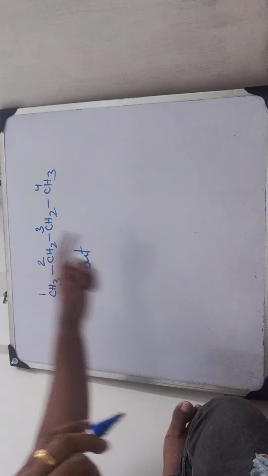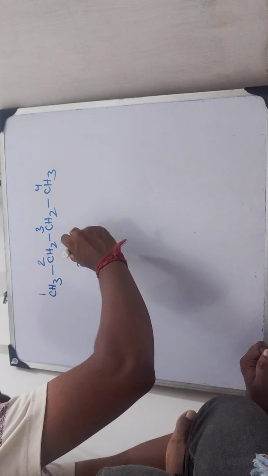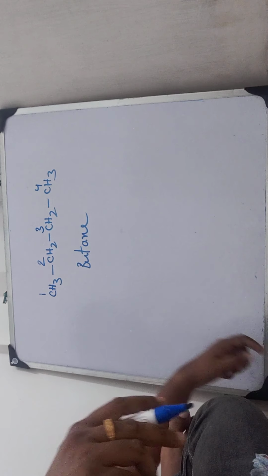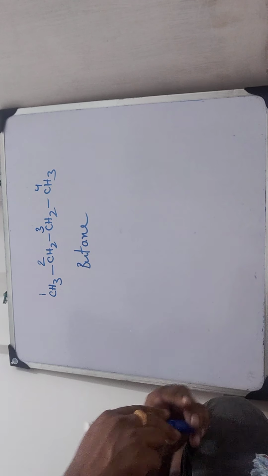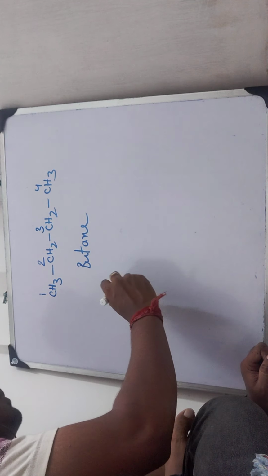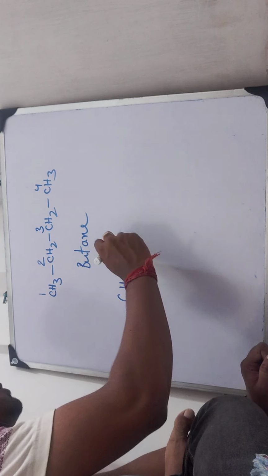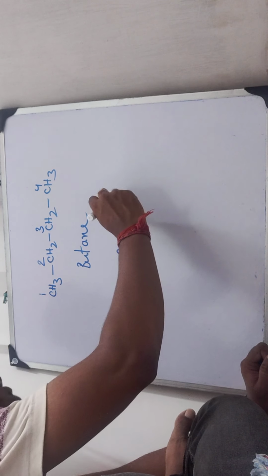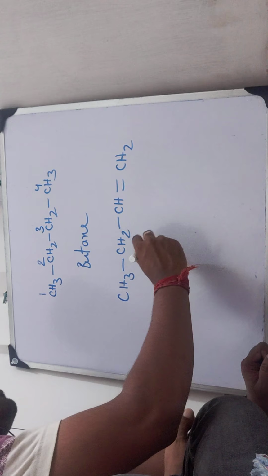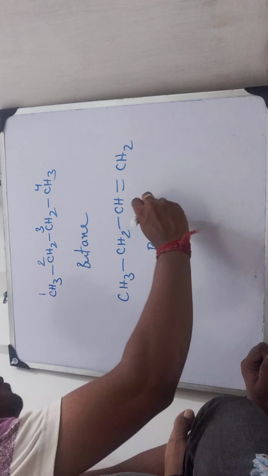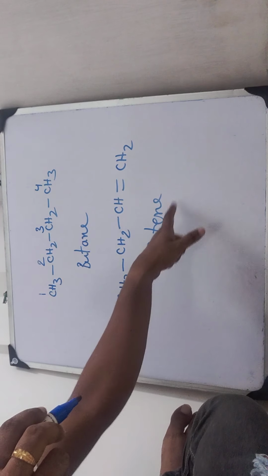For 4 carbons we have learned the term but. Now as all the bonds are single bonds, we can add ane, butane. But the thing is that if a double bond is involved, CH2, CH, double bond, CH2, you cannot simply write butene. You cannot simply write butene.